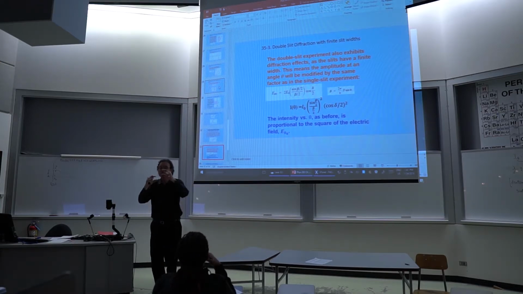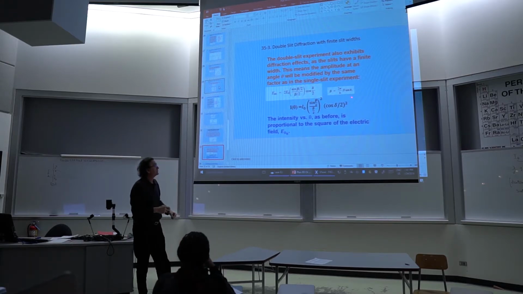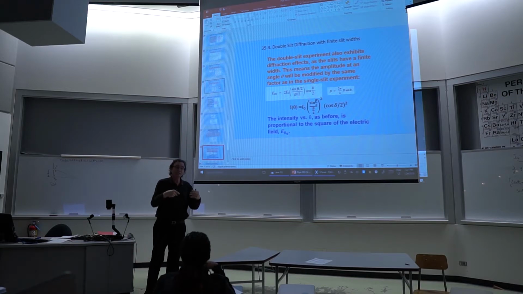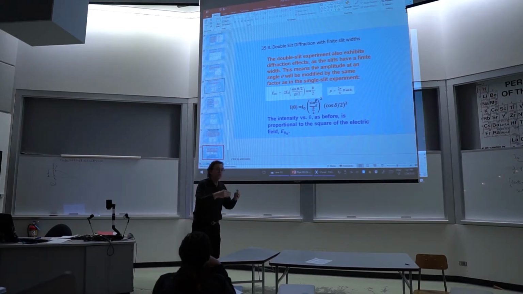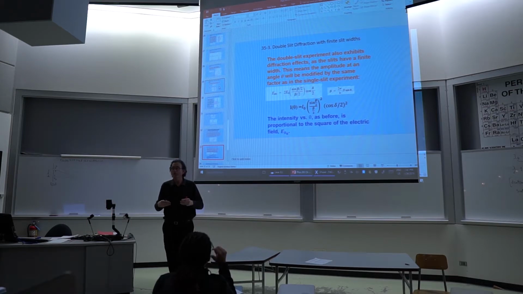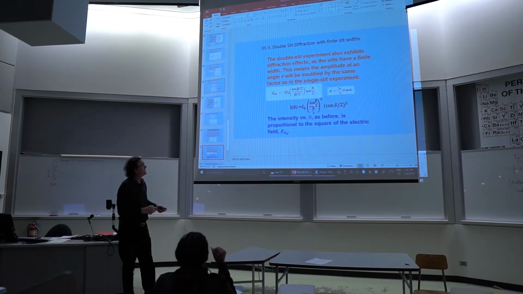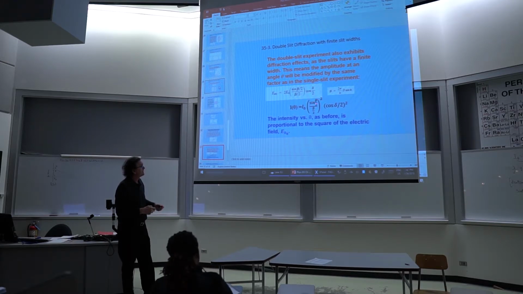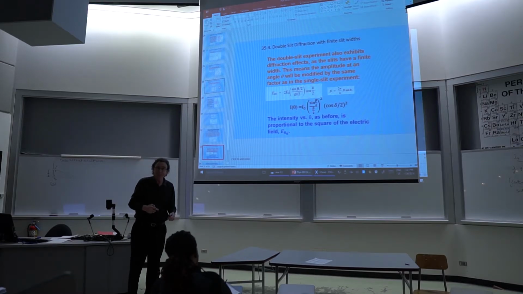In the limit that the openings of the slits go to 0, I should just get the cosine delta over 2 term. In other words, it becomes the traditional double slit pattern with 0 slit width. I can do that by taking the limit in which beta goes to 0, because when the slit width, capital D, goes to 0, then beta goes to 0. We've already shown, or you can show by L'Hopital's rule, that when you take the limit of sine x over x as x goes to 0, the answer is 1.